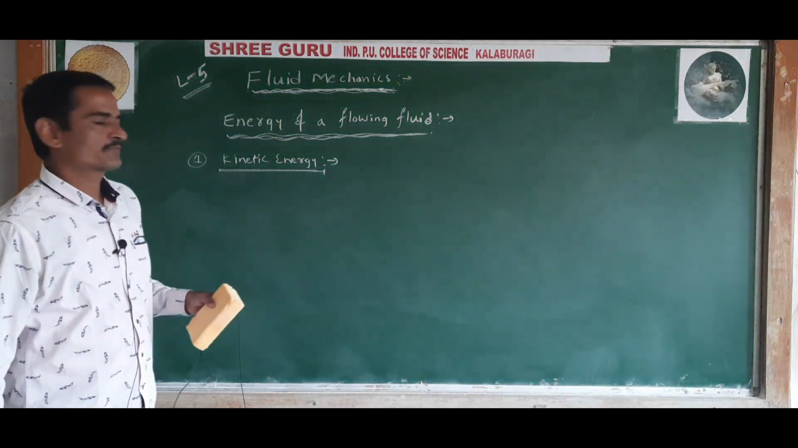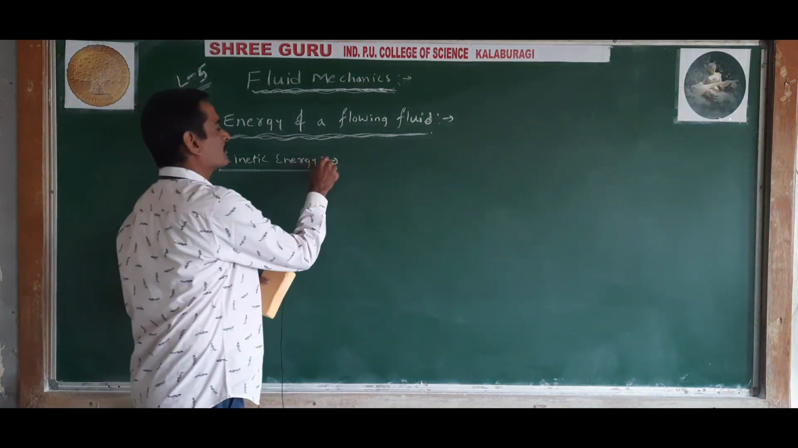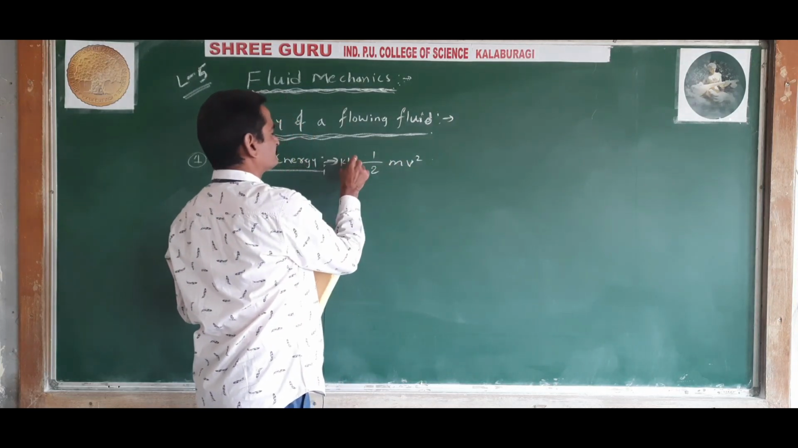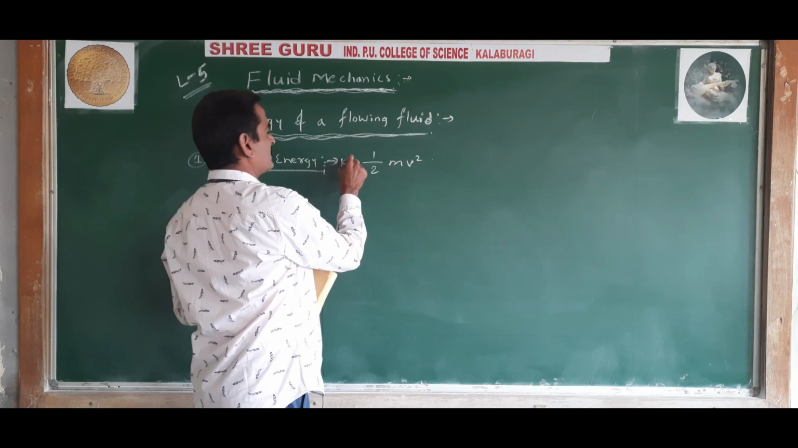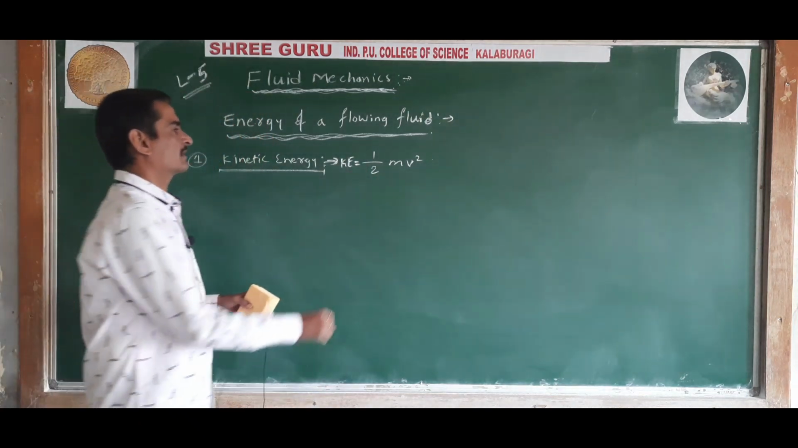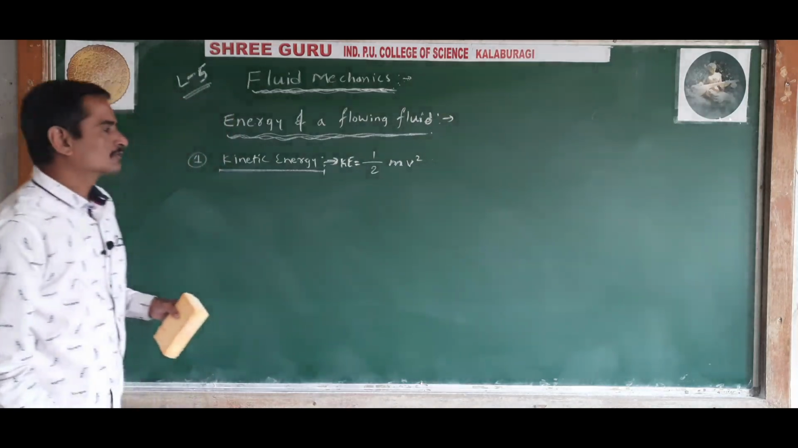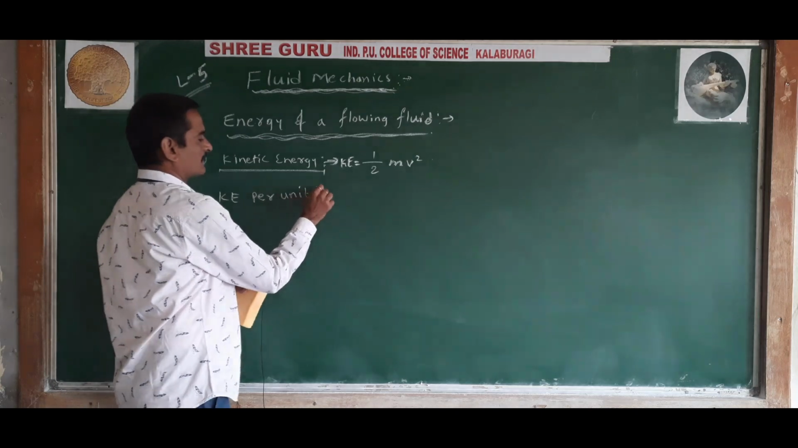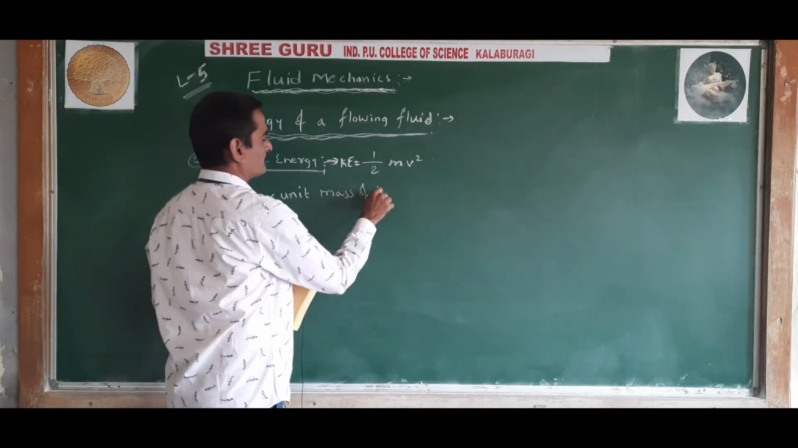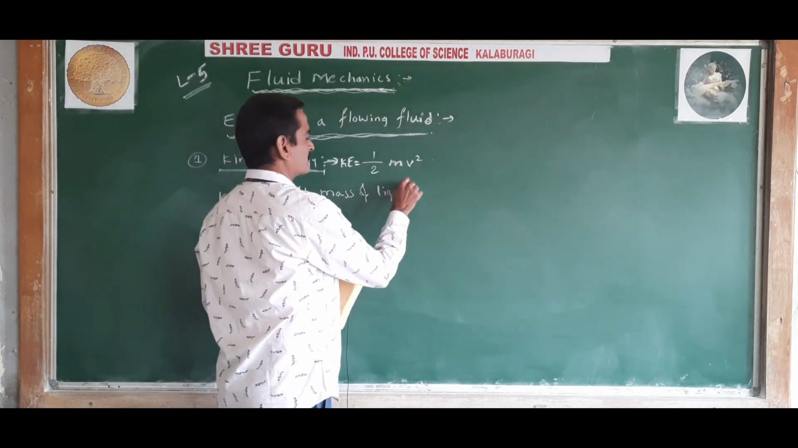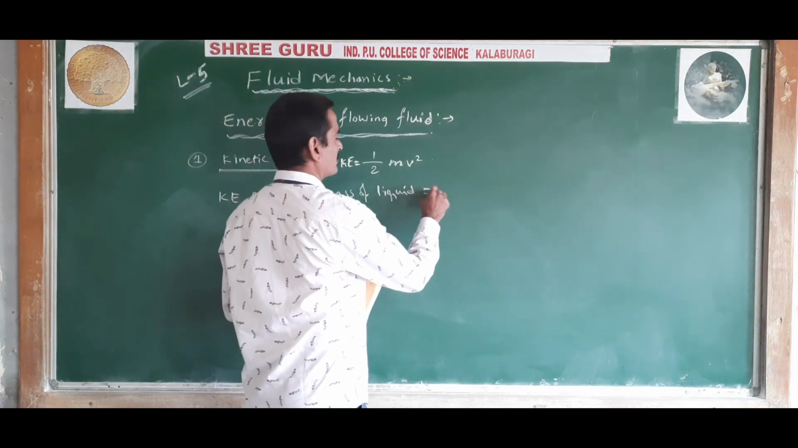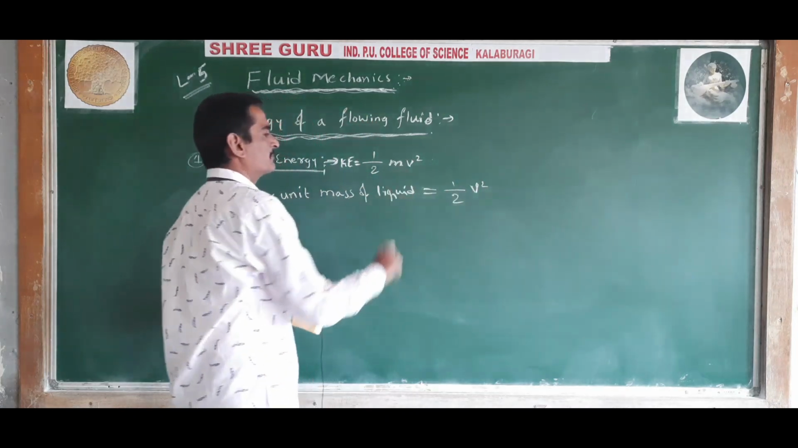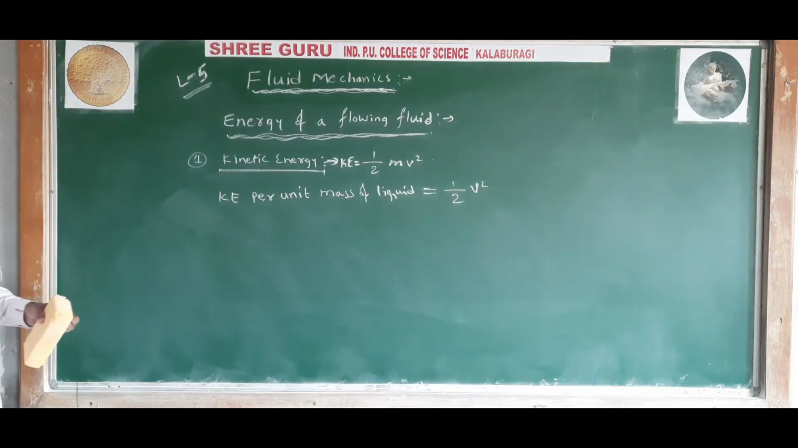So the kinetic energy of a liquid of mass m moving with velocity v is given by 1/2 mv square. The kinetic energy per unit mass of liquid is given by 1/2 mv square divided by m, cancel m, that is 1/2 v square. That is the kinetic energy per unit mass of liquid.